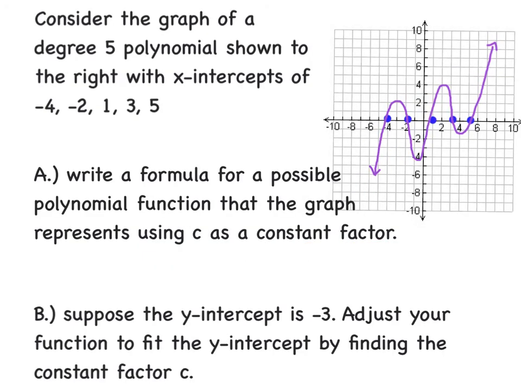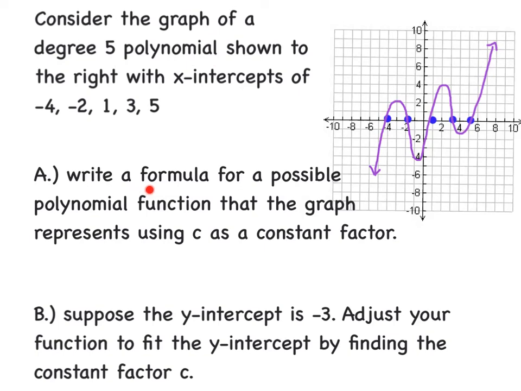Okay, last slide for the night, and what they've got here is they're giving us a graph of a fifth degree polynomial function that has x-intercepts of negative 4, negative 2, 1, 3, and 5. And you'll notice negative 4, negative 2, 1, 3, and 5 all show up. And we do notice that the leading coefficient must be a positive number because the graph is starting low and finishing high. And just a real nice smooth polynomial curve that crosses the x-axis 5 times.